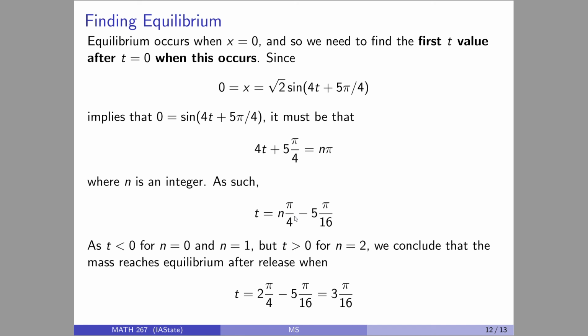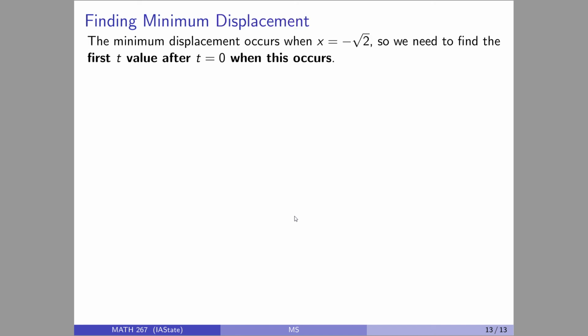Okay, so now keep that number in mind. We hit equilibrium at 3 pi over 16 seconds. We now want to find when we first hit the minimum displacement. By minimum displacement I mean the furthest away from equilibrium, which we know is negative root 2. The amplitude of the motion is the square root of 2.